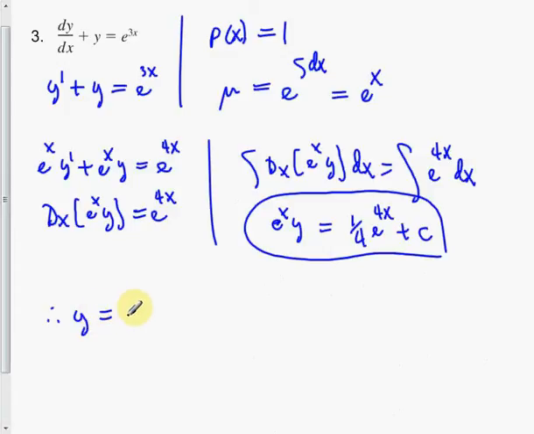So here, y is equal to 1/4 times e to the 4x divided by e to the x. So it's just 1/4 e to the 3x plus c, all over e to the x. And you can see that the transient part is this c over e to the x.